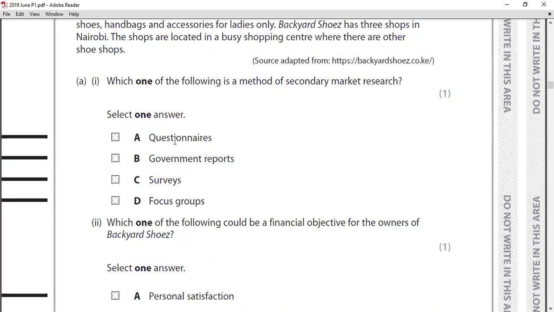Let's go to the answer. Questionnaire is primary because you are asking customers directly and taking their answers. That's a primary method. Government report seems to be the correct answer, because the government produced that report and you are using second-hand information. Survey is first-hand information, focus group is first-hand. So B is the answer, government reports, right? You can communicate through the chat line and send the answers while I'm discussing this.